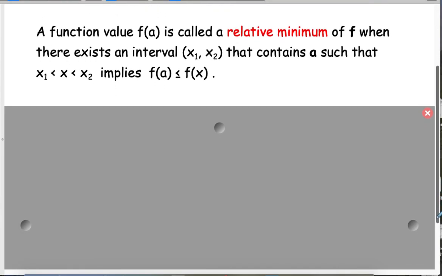Basically it means over an interval there's no other output that's higher than the relative maximum, and over another interval there's no point that's lower than that relative minimum.